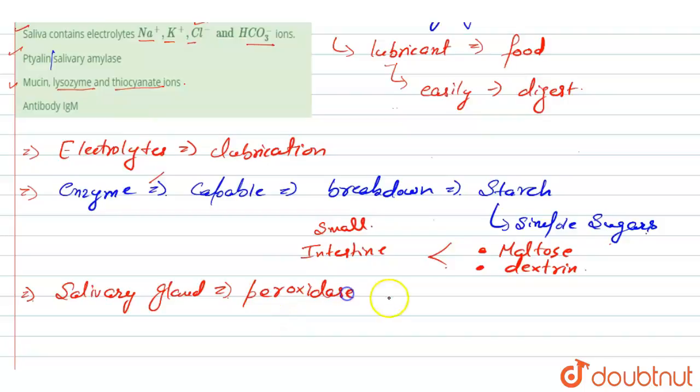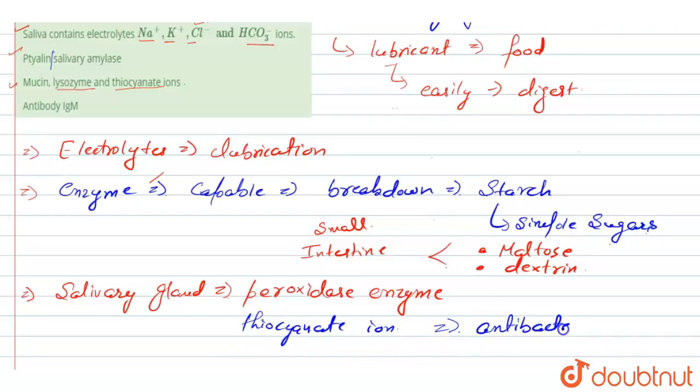As well as that, it also secretes thiocyanate ions. This thiocyanate ion plays an important role here. It breaks down the activity of the food and also performs antibacterial activity. That's why they are important in saliva. So this one is also correct.